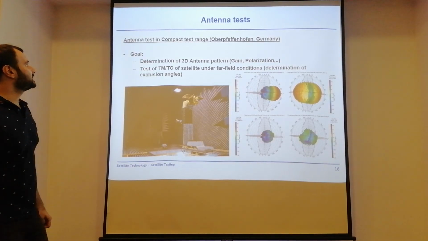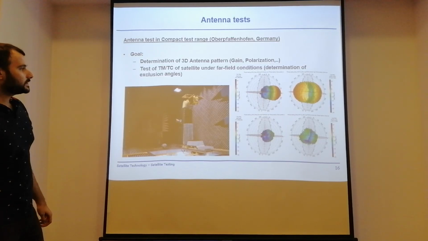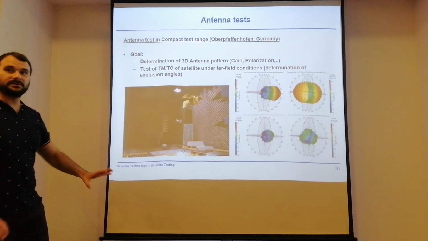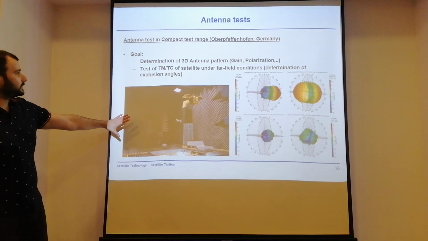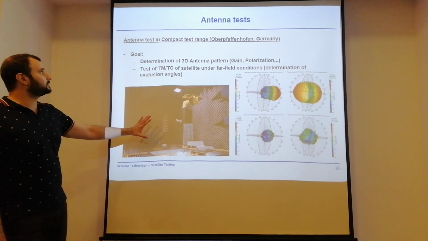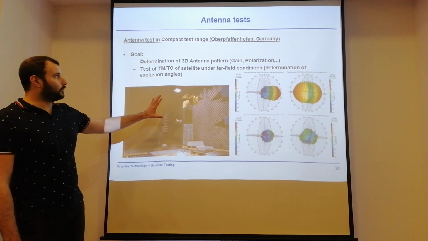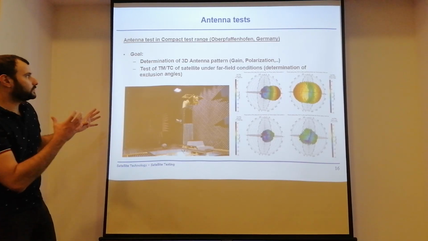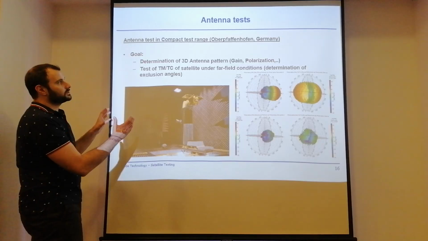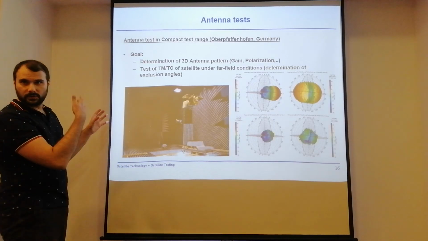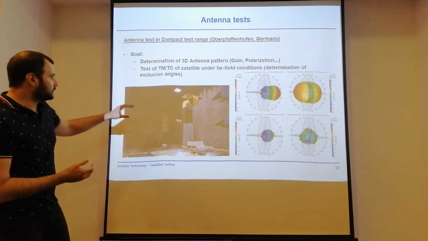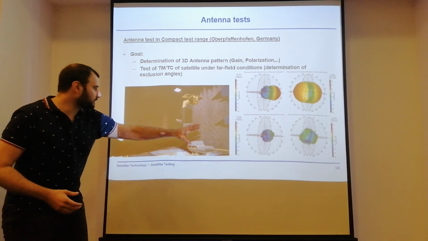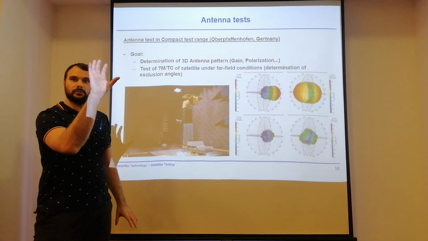Then let's talk about antenna tests. So also the antennas of Flying Laptop have been tested in different ways. This is one in the compact test range, the CTR, in Oberpfaffenhofen, Germany. You want to determine the three-dimensional antenna pattern in terms of gain and polarization of your satellite. So you put your satellite into an anechoic chamber on a robotic arm.